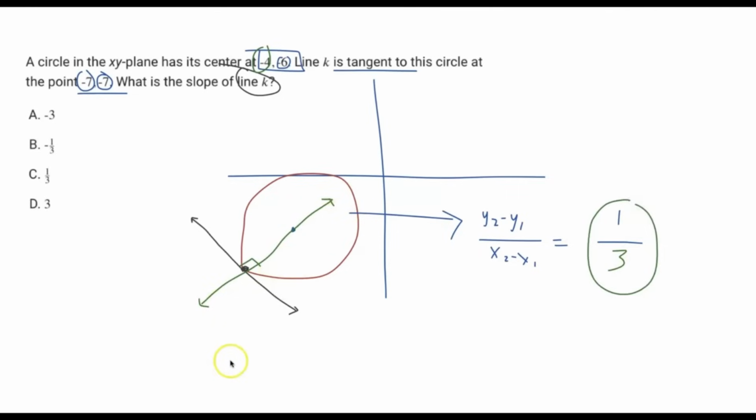That makes sense, because if you look at the diagram, it is going to be positively linear, and therefore a positive slope of 1/3 makes sense. So then what is the slope of line K? We just need to take the opposite reciprocal, and the opposite reciprocal here is going to be -3. And therefore our answer choice is going to be A.